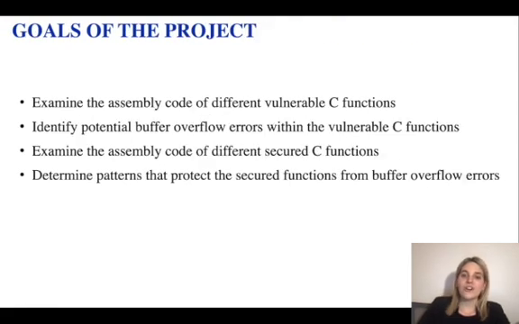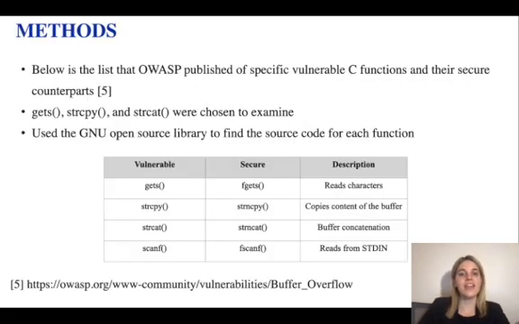The overall goals are as follows. First, to examine the assembly code of different vulnerable C functions. Next, we aim to identify potential buffer overflow errors within the vulnerable C function assembly code. Then, we looked at the secured versions of these C functions and determined the patterns that protect the secured functions from buffer overflow errors.